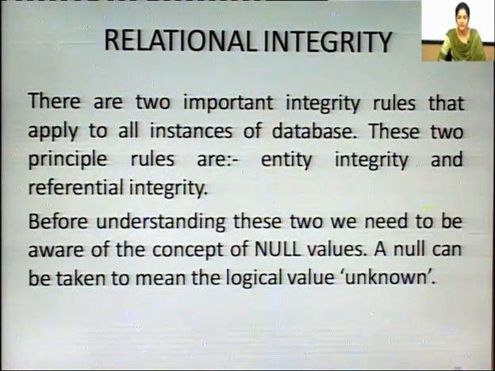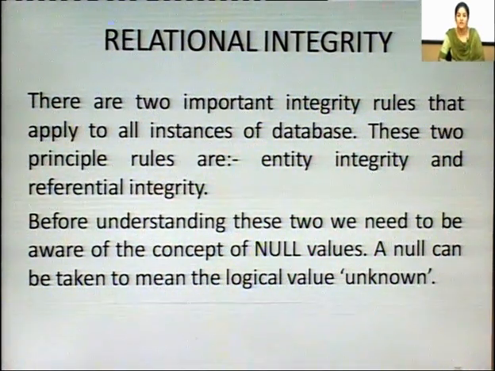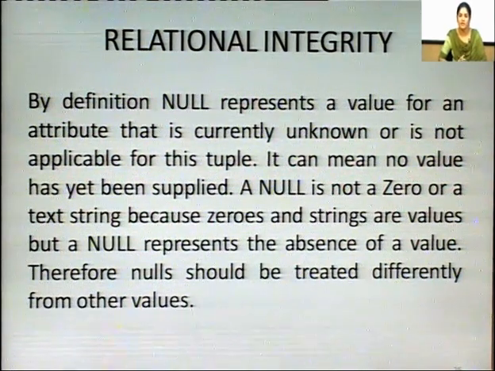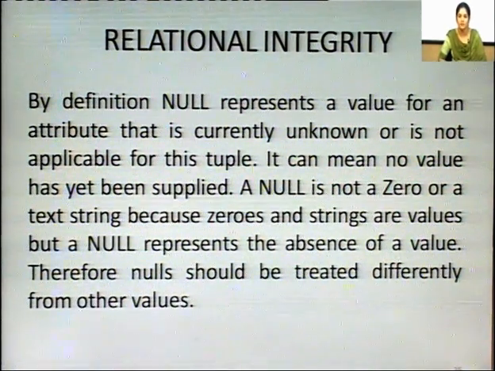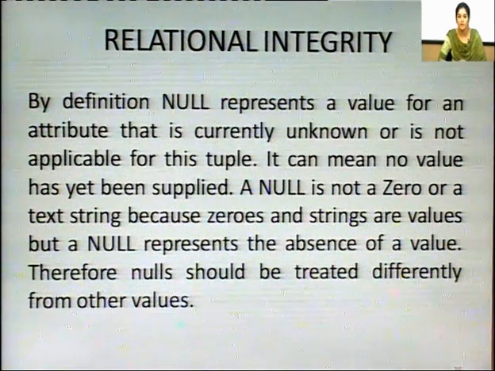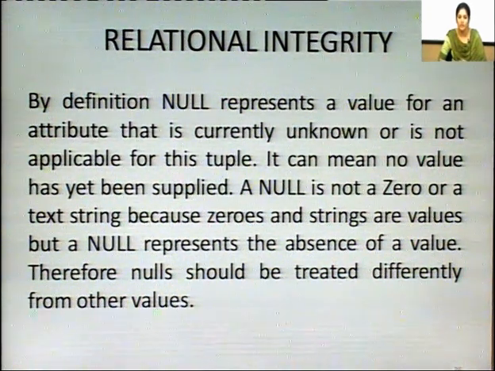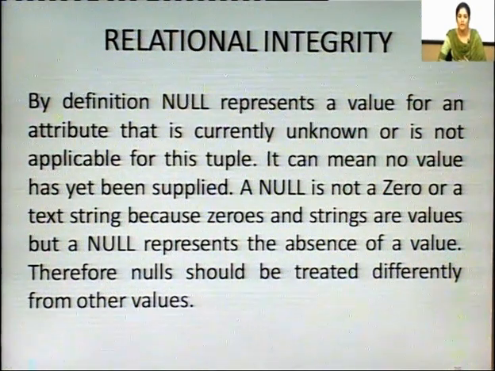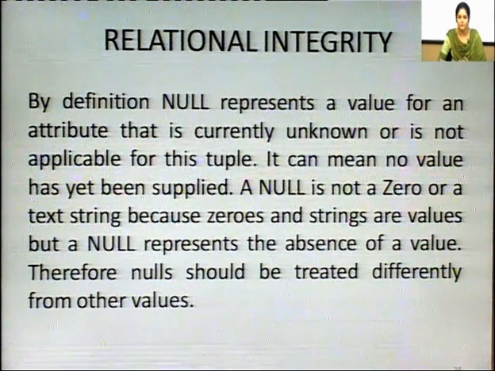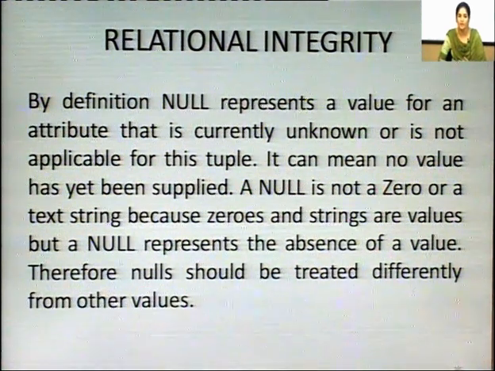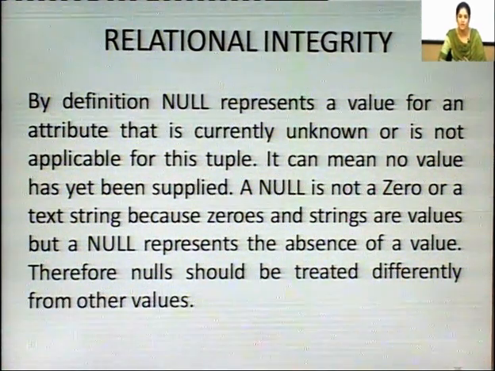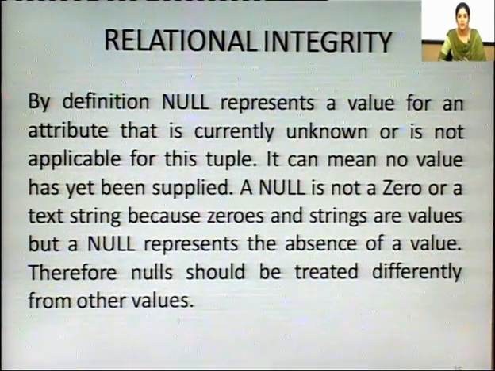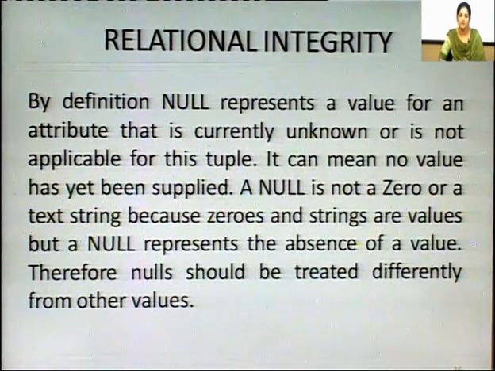What are null values basically? A null can be taken to mean the logical value unknown. By definition, null represents a value for an attribute that is currently unknown or is not applicable for this tuple. It can mean no value has yet been supplied. A null is not a zero or a text string, because zeros and strings are values, but a null represents the absence of a value. Therefore, nulls should be treated differently from other values.